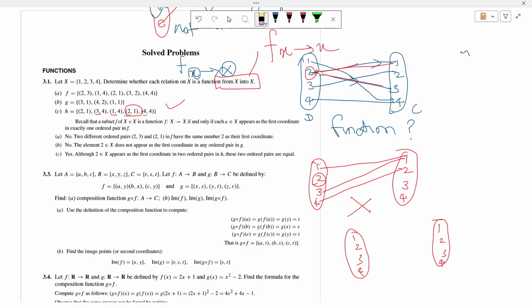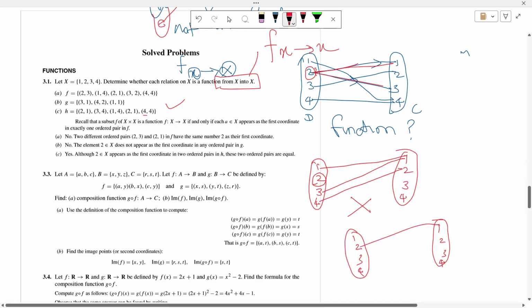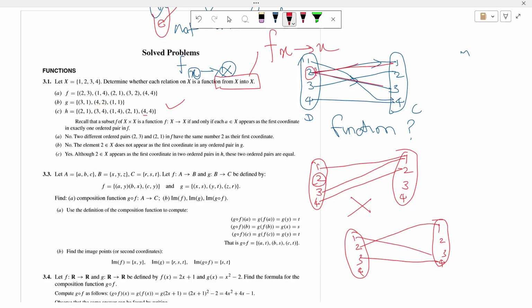So if you look here, the first pair says 2 comma 1. So this one. Second pair says 3 comma 4. Third pair says 1 comma 4. Fourth pair says 2 comma 1, but that one is already there. So I don't need to draw again, right? The last one, 4 comma 4. Now what will happen? All the elements in the domain have a relation with the codomain. So the first condition is correct.